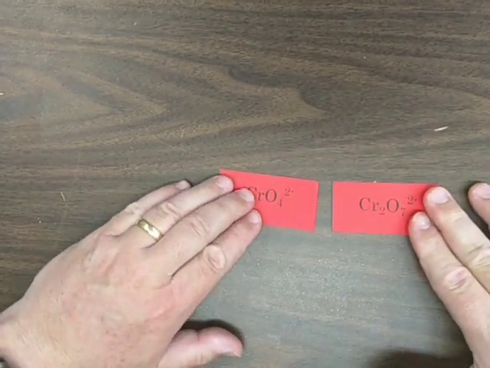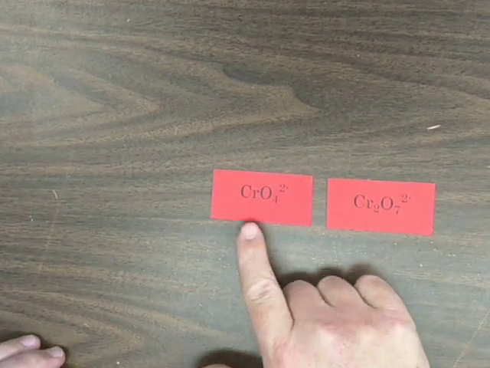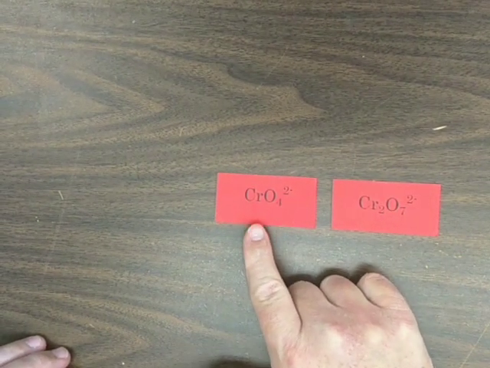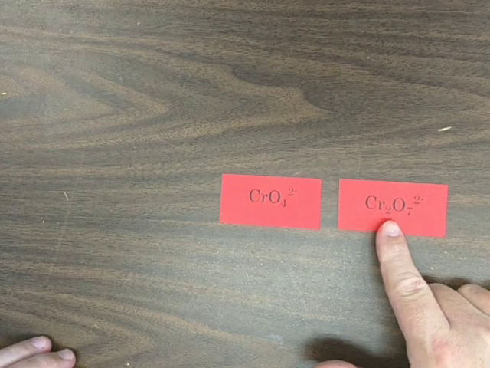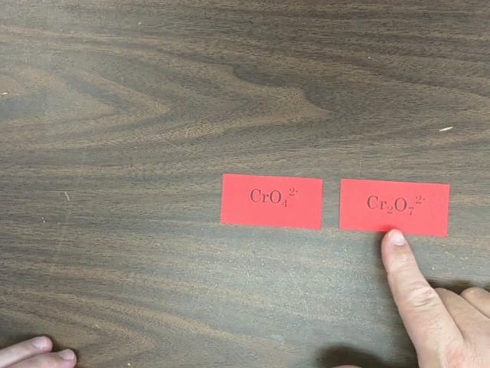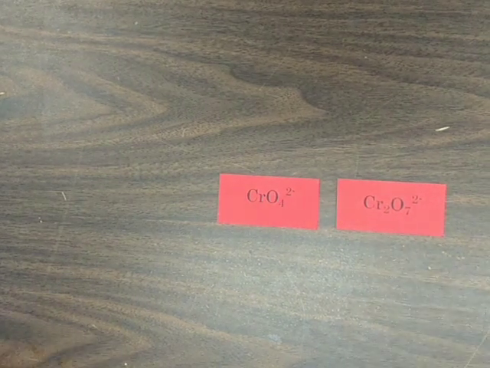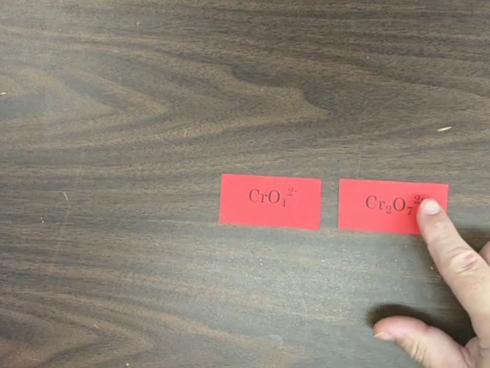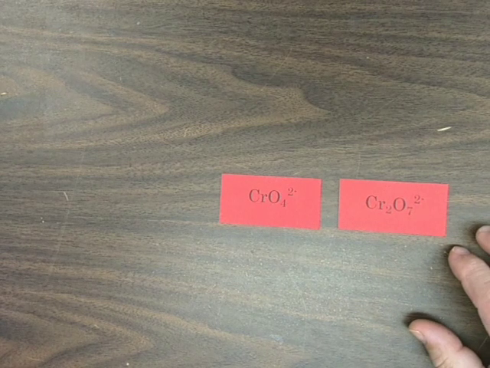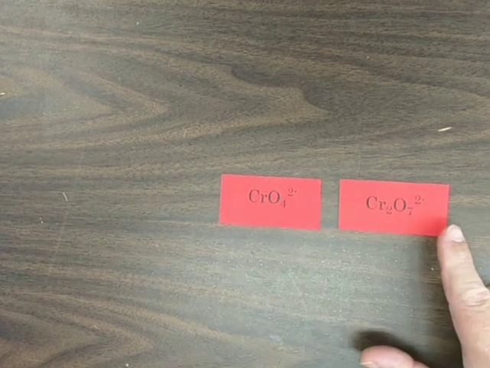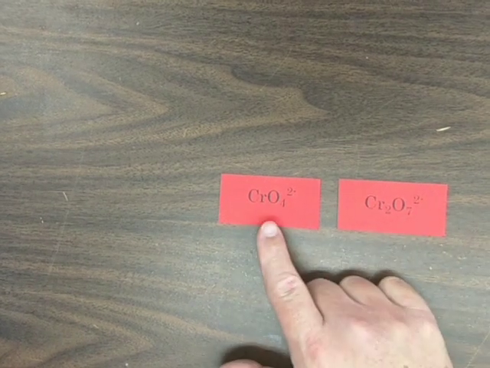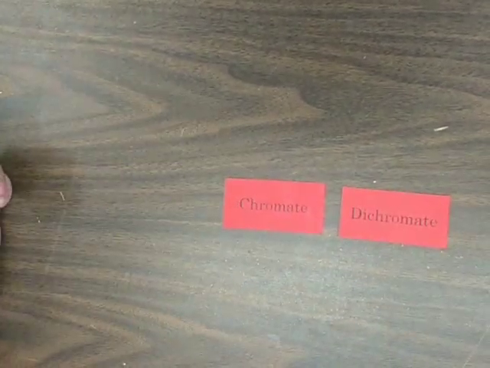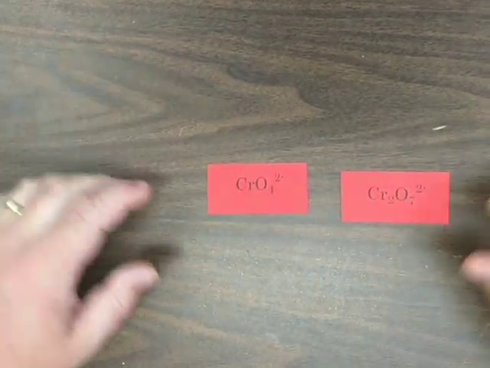Here's two more that you probably want to learn together. Chromate. This one's got kind of like two chromates stuck together. One of the oxygen is missing in between. And it's called dichromate. Both of them have a -2 charge. So, again, you're just going to have to try to work on learning what they are. Memorization.